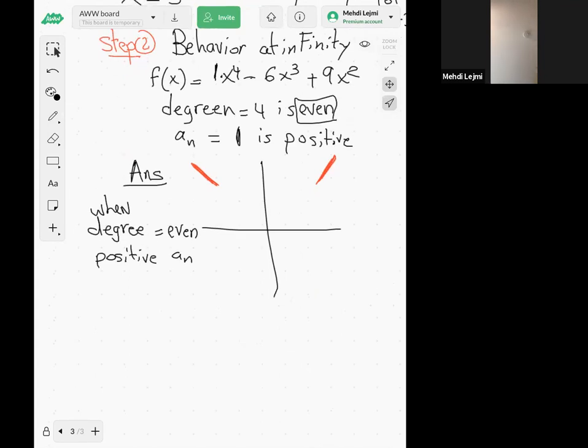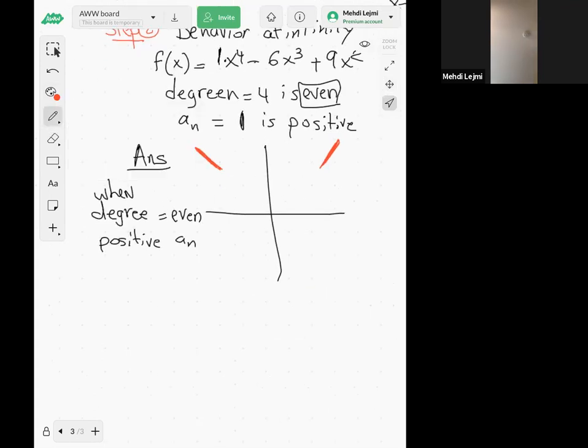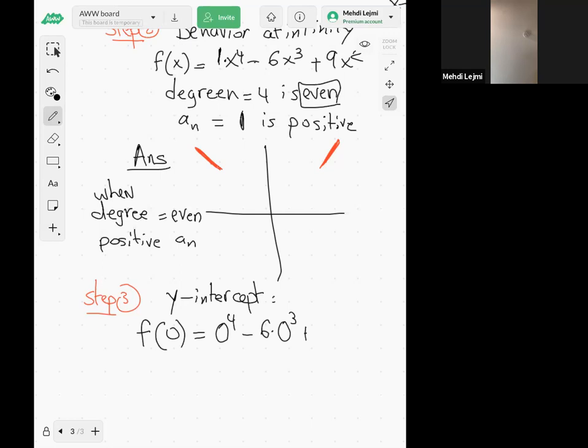So this last step is to find the y-intercept. The y-intercept is just f of 0. We have to find f of 0, which is 0 to the power 4 minus 6 times 0 cubed plus 9 times 0 squared. Everything is 0, so the y-intercept is just 0.